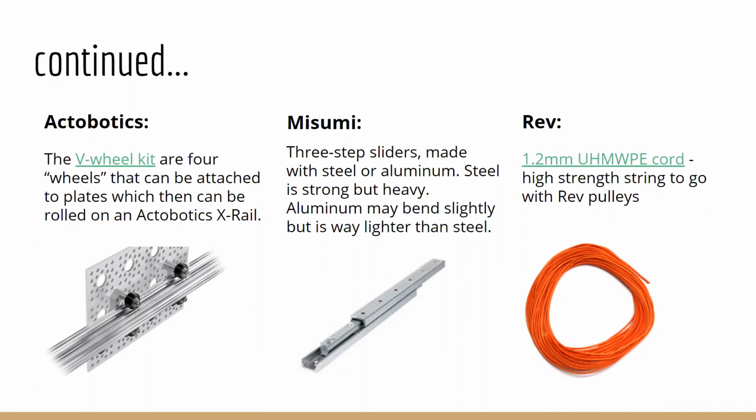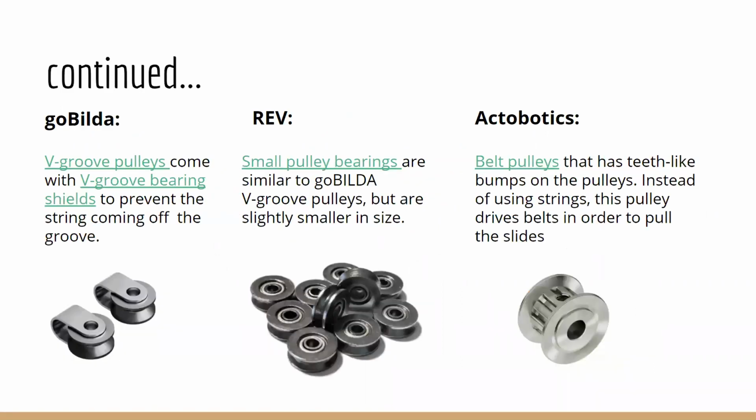The 1.2mm cord from REV is high-strength string to go with REV pulleys. V-groove pulleys come with the V-groove bearing shields from GoBuilder to prevent the string from coming off of the groove. Small pulley bearings from REV are similar to GoBuilder V-groove pulleys, but are slightly smaller in size. Belt pulleys from Actobotics have teeth-like bumps on the pulleys. Instead of using strings, this pulley drives belts in order to pull the slides.